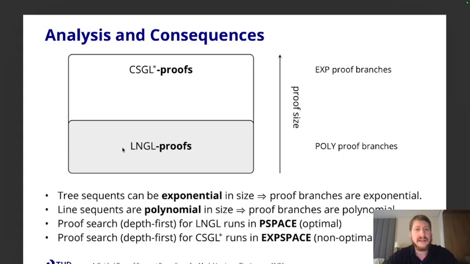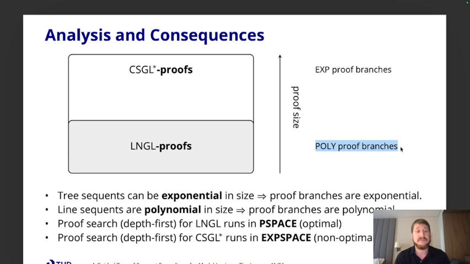And if you analyze proofs between the tree sequent calculus proper and the line sequent fragment, you'll notice that if you look at branches of proofs inside of the tree sequent calculus, these tree-like structures can be exponential in the size of the conclusion. So proof branches are exponential in the tree sequent setting, whereas in the line sequent setting, branches of proofs will be polynomial in the size of the conclusion. So this has ramifications for proof search in these two different systems.